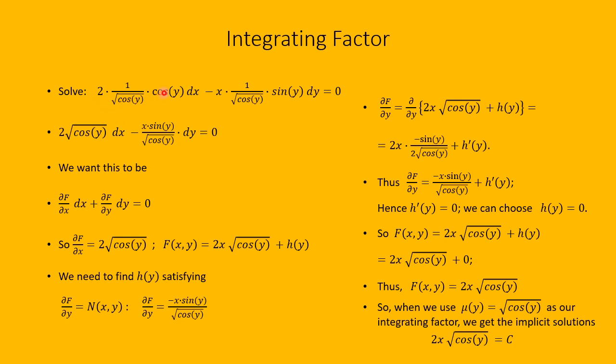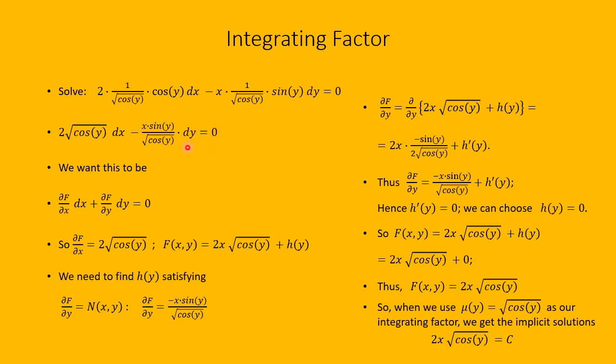Here we have cosine y divided by the square root of cosine y, which gives us a factor of the square root of cosine y, and we have that factor of 2 in front and also the dx. The second term we have for a numerator for this product is minus x times 1 times sine y, so that's minus x times sine y, divided by this denominator, square root of cosine y, times dy equals 0.